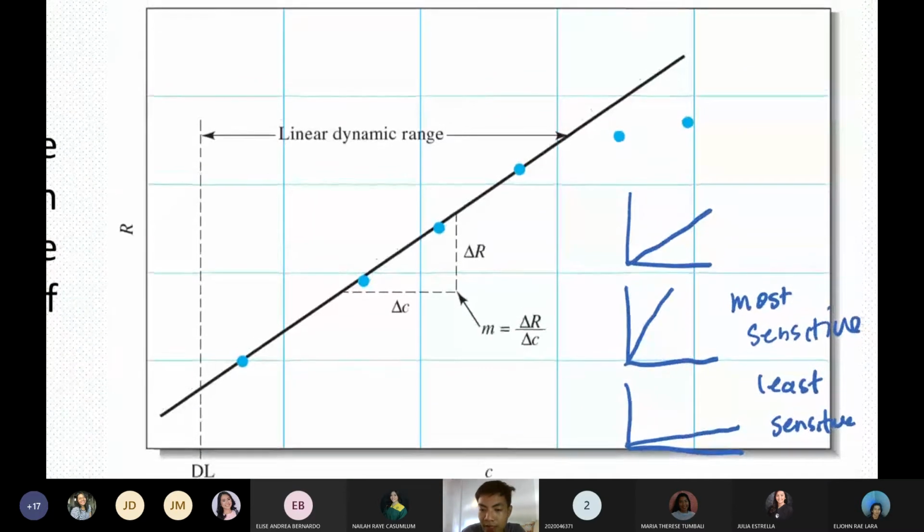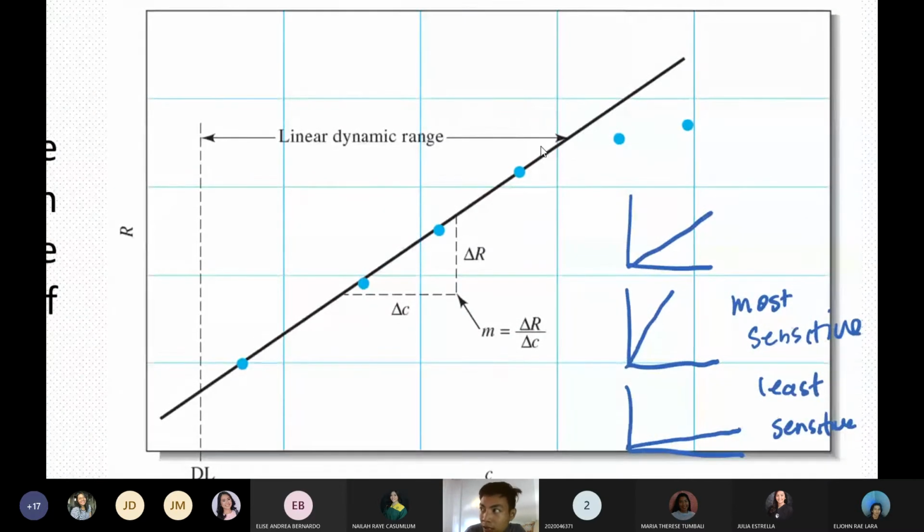Masyadong mahaba yung equation kaya kinakalkula ko na lang. So pwede yun i-calculate. Pag nakuha mo yung standard deviation ng line na to, hanapin mo yun sa x, yun yung detection limit. So, it means anything below that, hindi reliable yung reading. Pero anything above that, until the end of your linear dynamic range, dun reliable yung reading. Okay? So, yun.